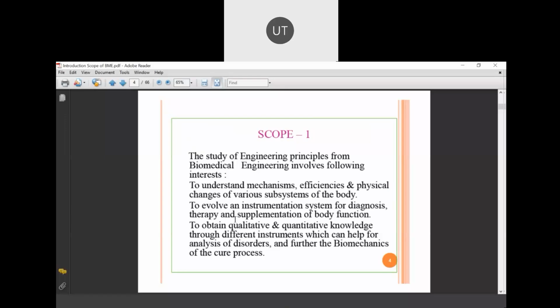So basically, what is the basic functional unit of the body? Can any of you answer? Which is the basic functional unit of the body? What is the basic functional unit?